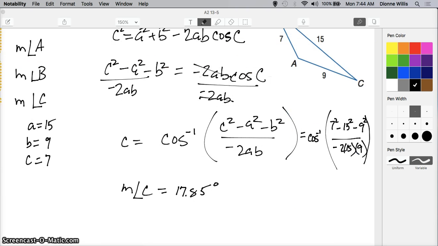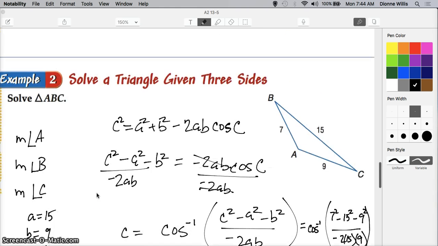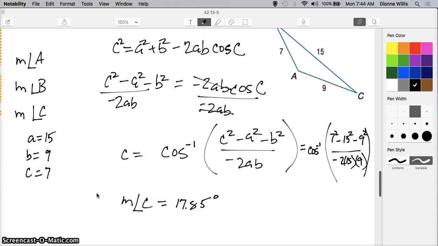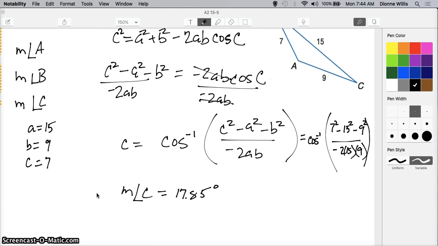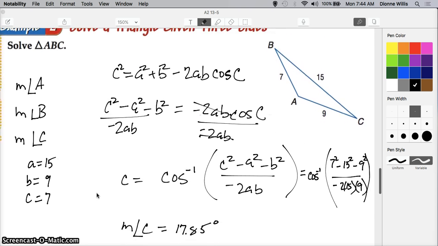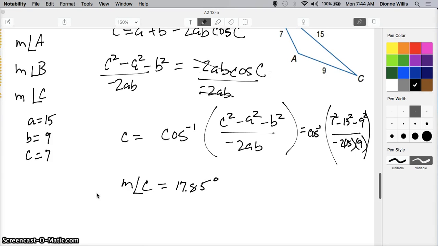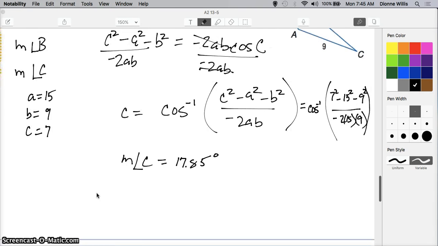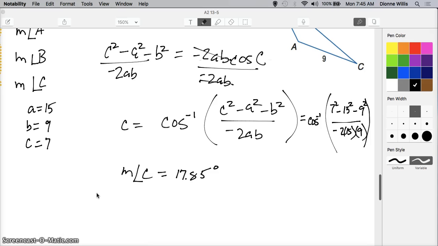So with that, I get that the measurement of angle C is 17.85 degrees. Now, I can go back through and do this all again, but honestly, I would probably like to use a little bit of law of sines to get out of my jam. But okay, let's go ahead and practice using law of cosines for now.